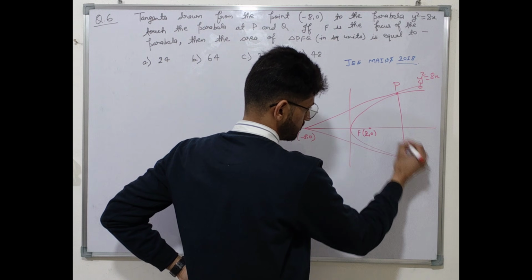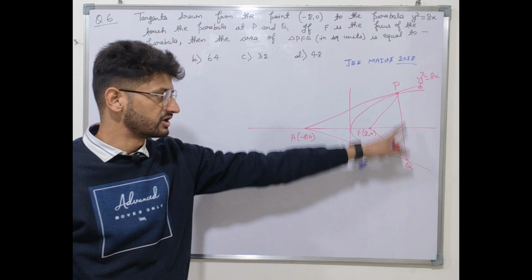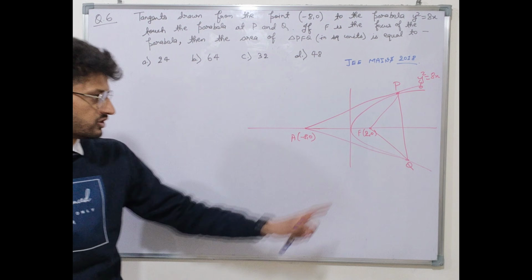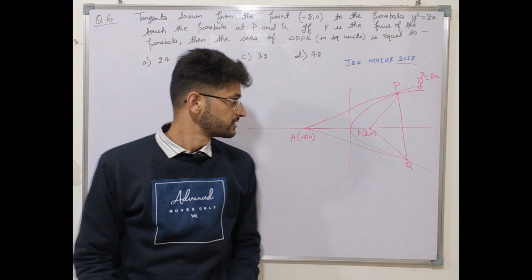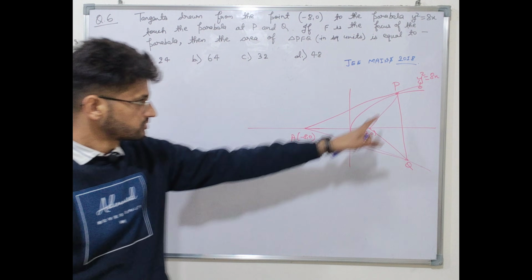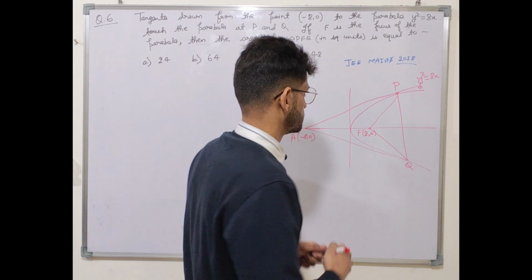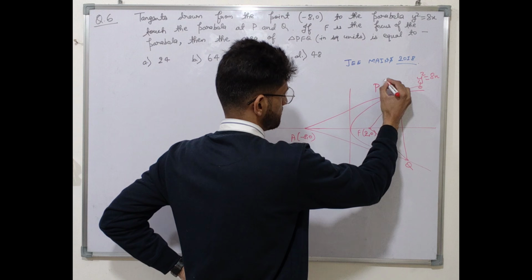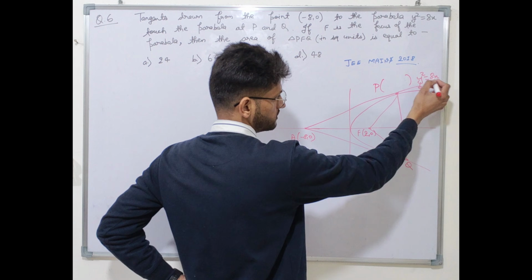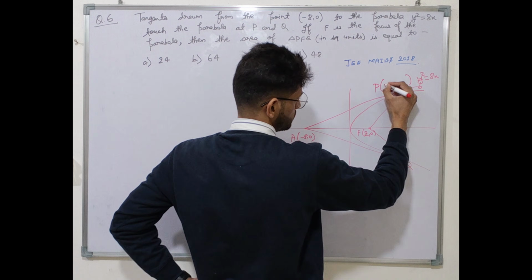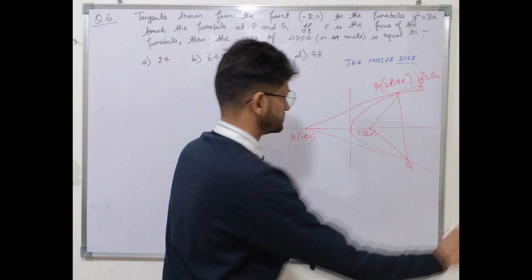We need to find the area of triangle PFQ. First of all, we need to find the coordinates of P and Q so that we can write the length of PQ and easily write the area. If we assume a general point P on the parabola y square equals 4ax, we can take it as (at square, 2at). Here y square equals 8x, so a is equal to 2. So (2t square, 4t) will be our general point.